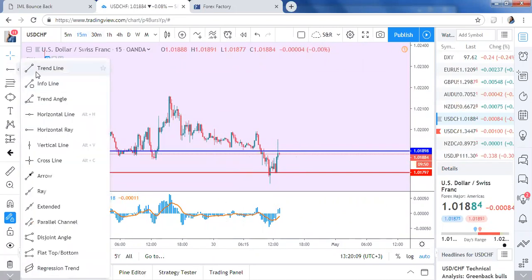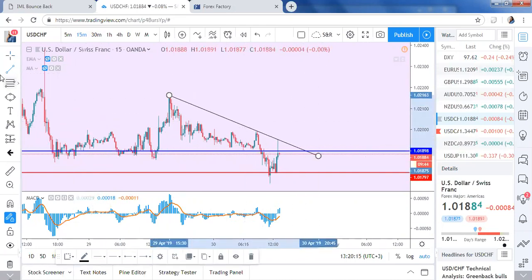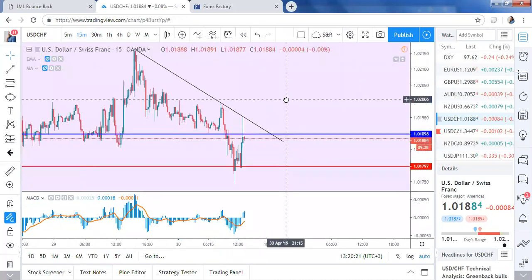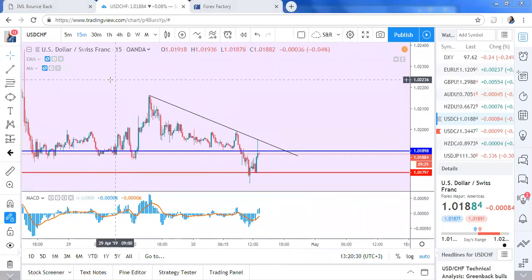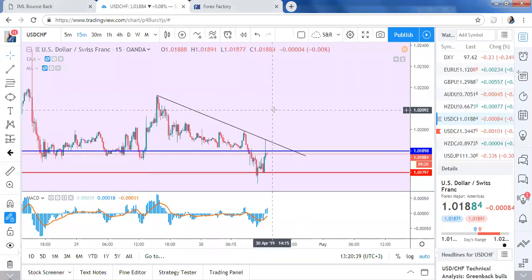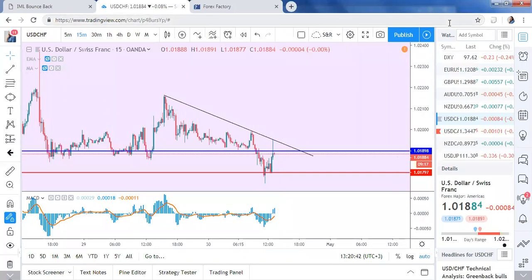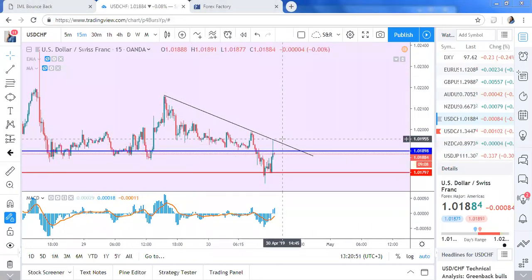The first thing we want to do is identify that downtrend, right? Does everybody agree with the trend line that I have just drawn? Good. So what we're waiting for here is we're waiting for price to break above our trend line.